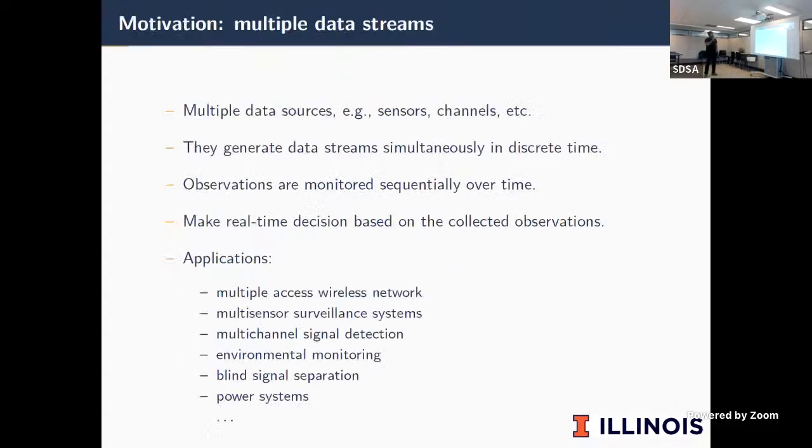So before going into the problem, let me motivate the setup first. We have multiple data sources that we can call sensors or channels, and they generate data streams simultaneously in discrete time. We collect this data sequentially over time, and we have to make real-time decisions based on the collected observations at any given time point. There are lots of applications for this kind of setup. In engineering, these are very common, like multi-sensor surveillance systems, environmental monitoring, and power systems.